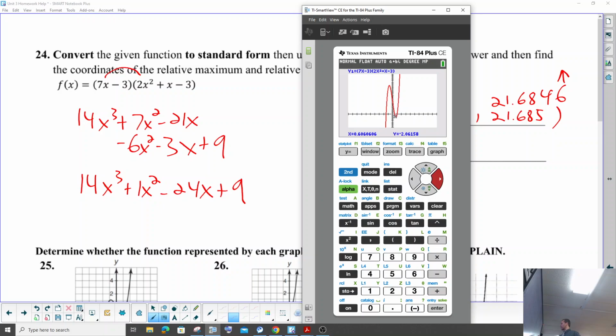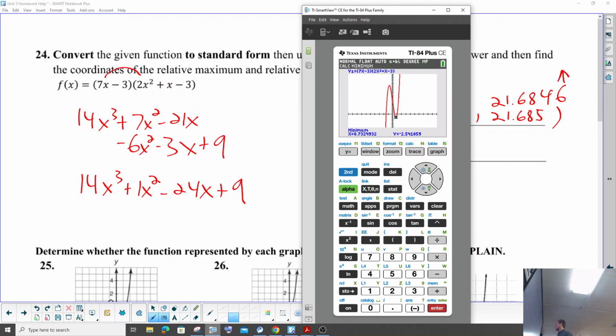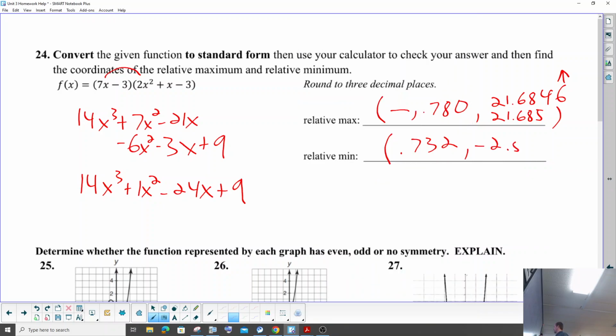Remember, hit the trace button, go down to the minimum. So second calc minimum is option 3. Left bound. Right bound. Enter. Guess right about there. So we get 0.732, good. And then negative 2.541. So that's how you do relative maximum minimum. Ace it on the test.